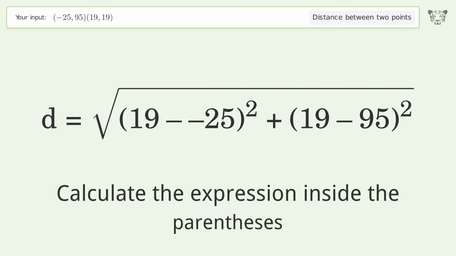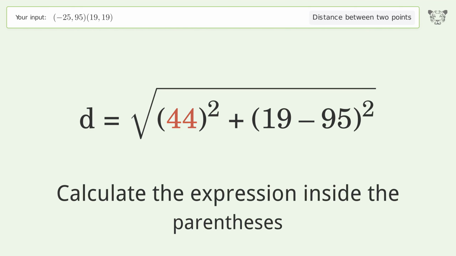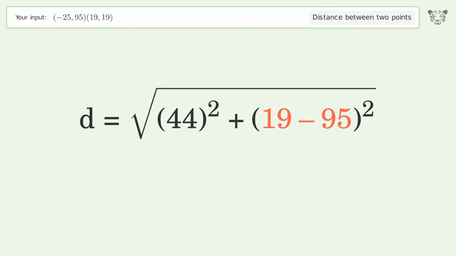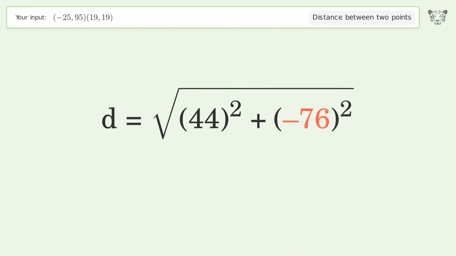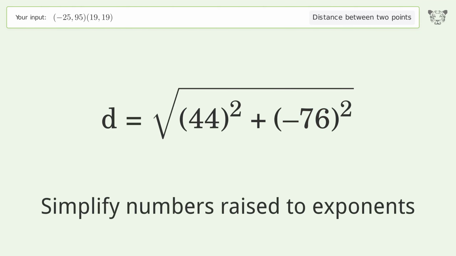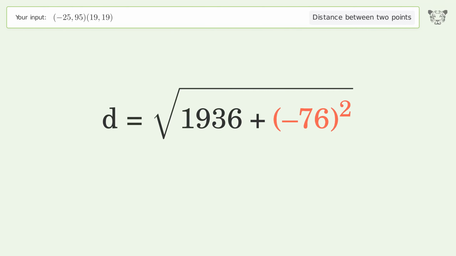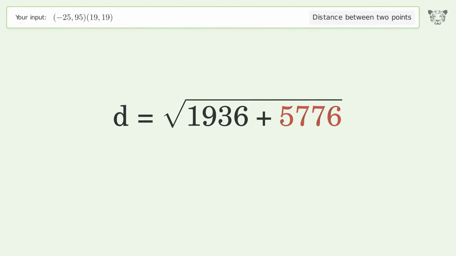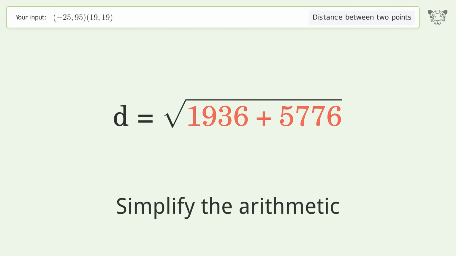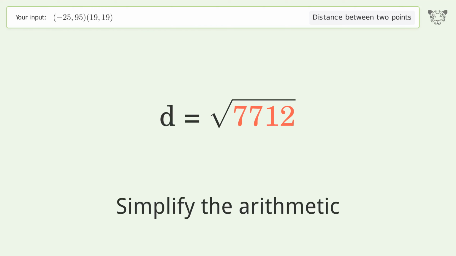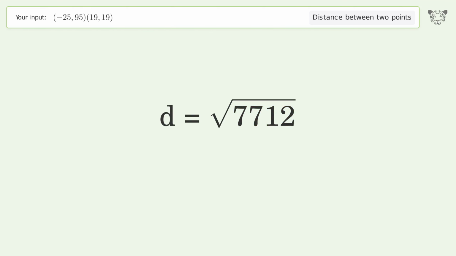Calculate the expression inside the parentheses. Simplify numbers raised to exponents. Simplify the arithmetic. And so the distance between the 2 points is the square root of 7,712 or 87.818.